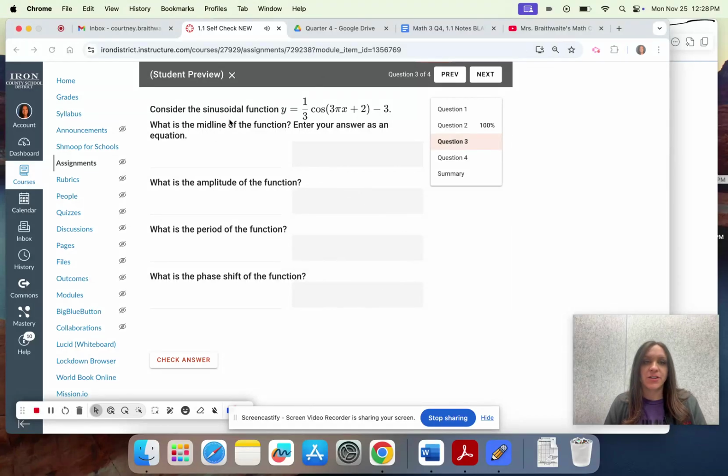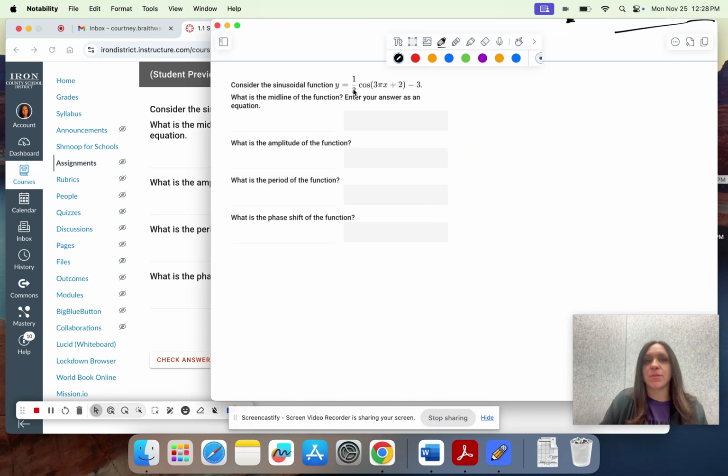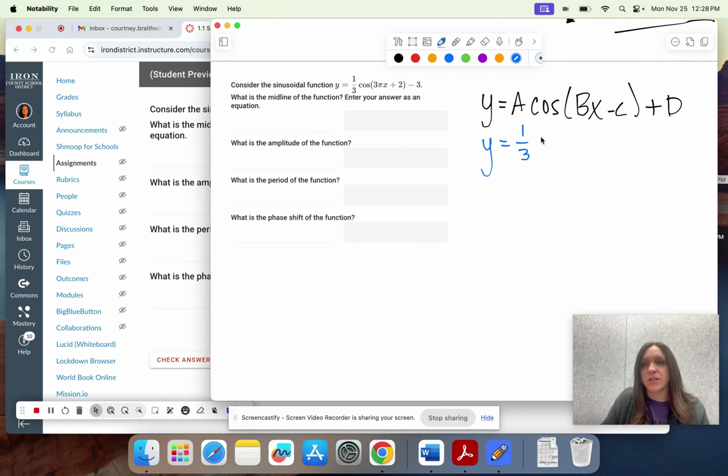Question 3, consider the sinusoidal function y equals 1/3 cosine(3 pi x plus 2) minus 3. All right, so we want to go through and find all the stuff we found before. So let's start with our standard form, a cosine(bx minus c) plus d. And then I'm going to write in our function underneath. So y equals 1/3 cosine(3 pi x plus 2) minus 3.